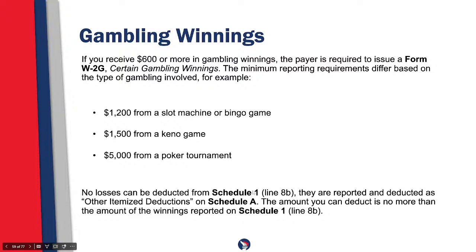No losses can be deducted on Schedule 1. They're reported and deducted as other itemized deductions on Schedule A. The amount you can deduct is no more than the amount of your gambling winnings that are being reported on Schedule 1, Line 8B. Fusion's pretty good about this. I could put in the big number, the $5,000 that I talked about earlier, and it will only apply the $3,000, because it's going to go back and reference this line to see what the limit is and then cap it at that point. So you could cap it yourself, you could let the computer cap it, whichever makes you happy.